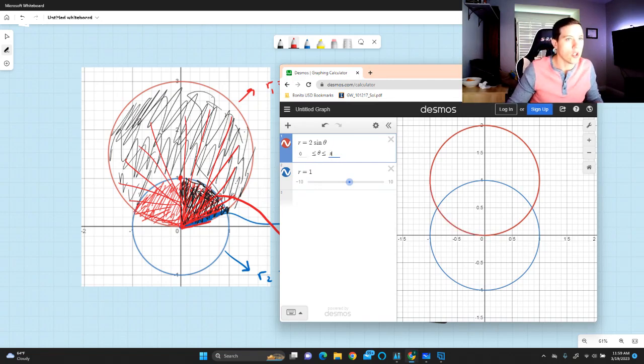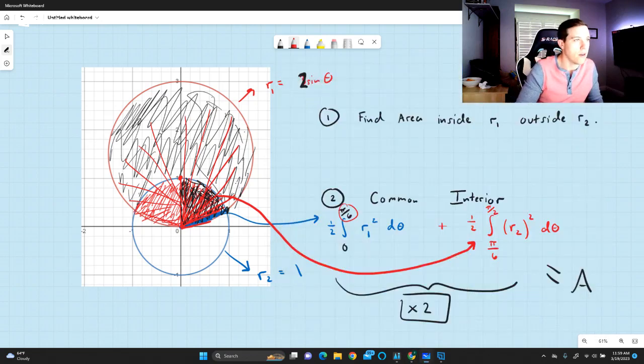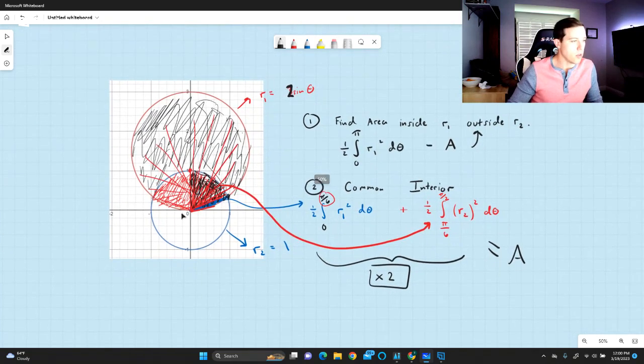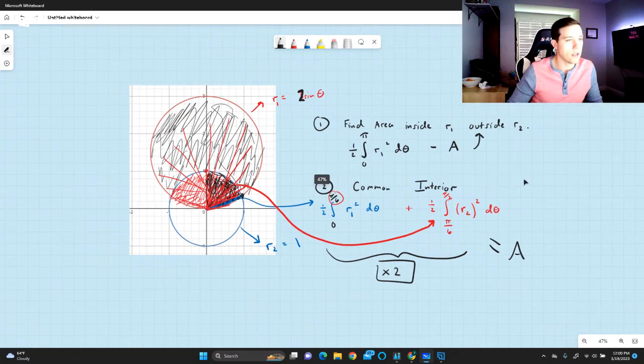Which means you are accumulating area from, again, 1/2 integral from 0 to pi of R1 squared d theta. Take this answer, subtract A, and that will give you the area inside of R1 but outside of R2. All right, we could do similar stuff to find the area of this piece down here. I'm not going to do that. These take a lot of practice, so try your best on the homework.